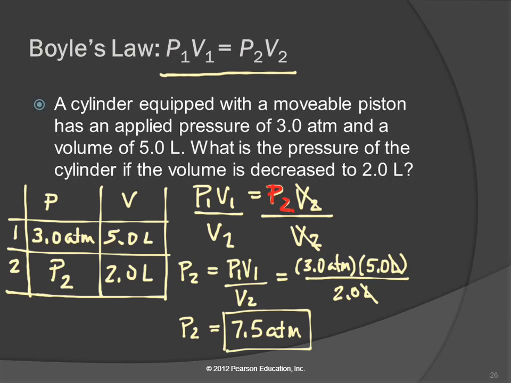It's always a good idea to ask yourself, does that make sense? Did it change in the correct direction? So we look at the problem, and the volume was changing from 5 liters to 2 liters. It's like taking a big balloon and squishing it smaller. If we decrease the volume, then the pressure must go up. And we look at this, and the pressure went from 3 atmospheres to 7.5, so that's the right direction. What happens sometimes is that you get your 1s and 2s backwards, or you rearrange your equation wrong, and you end up going in the opposite direction. So looking for the correct direction will alert you to a mistake like that. Any questions?